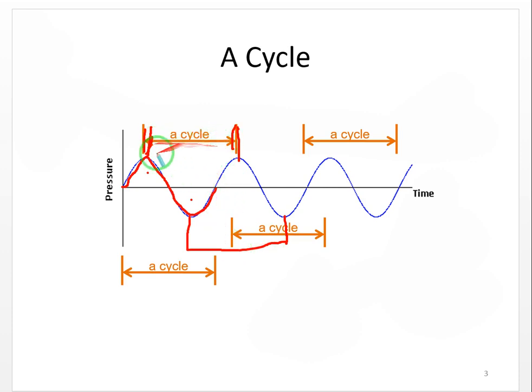The number of cycles in 1 second. From this point to this point, let's say this is 1 second. How many cycles in 1 second? Just one. So this is called 1 hertz. What is the frequency? 1 hertz. If you start from this point to this point and the whole is 1 second, how many cycles? 1, 2, 3. So the frequency is 3 hertz. Frequency is based on the number of cycles per second.